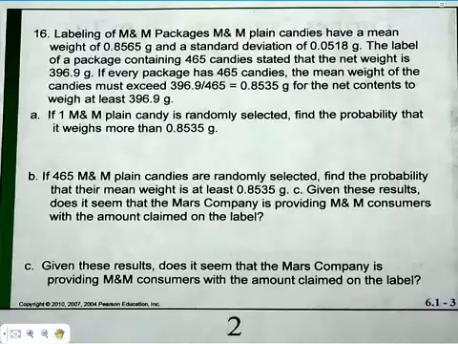So that's where this 0.8535 comes from. If you take the weight the bag says divided by the number of M&Ms in the bag, you get the average weight of an M&M. If one M&M is randomly selected, find the probability that it weighs more than 0.8535 grams.